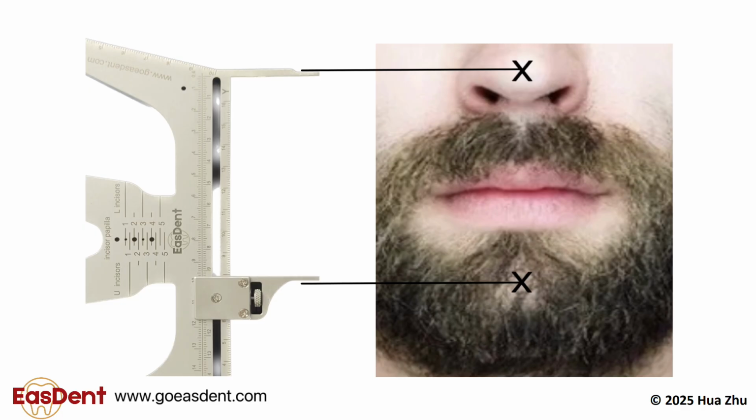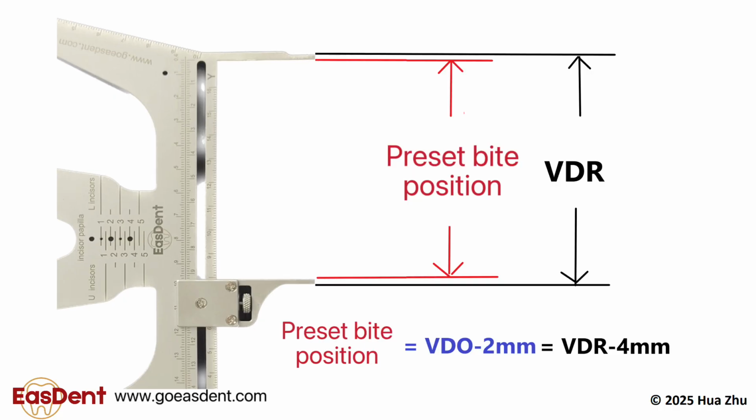If the patient has a lot of beard, it is difficult to see where the bottom of the chin is. You have to mark the tip of the nose and an area without beard on the chin to measure VDR. Use the outer edge of the longer stick and the outer edge of the movable handle. Later, guide the patient to bite down at the centric until the inner edge of the longer stick and the inner edge of the movable handle line up with the two marks.